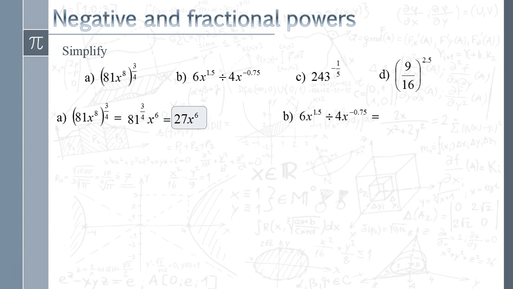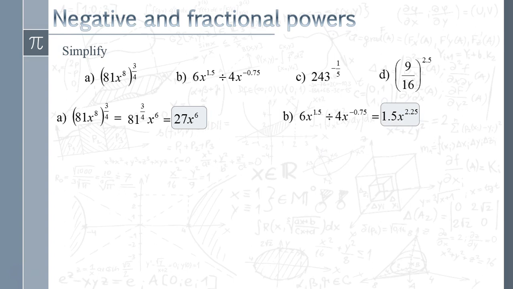In part B, we've got a negative power, and we've also got this set up as a decimal in this particular example, so do not get worried about the decimals, and just deal with them in the same way as we deal with our normal index laws. We're going to do that by division, so I'm going to do a subtract, noticing again that I'm subtracting a minus, so I've got to be a bit careful about that. 6 divided by 4 is 1.5. 1.5 minus minus 0.75 is 2.25.